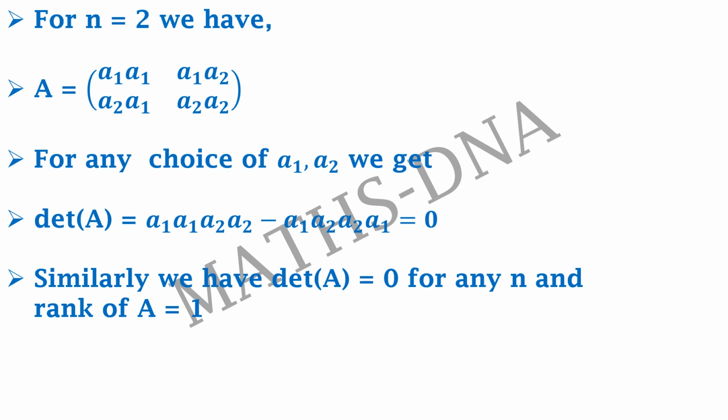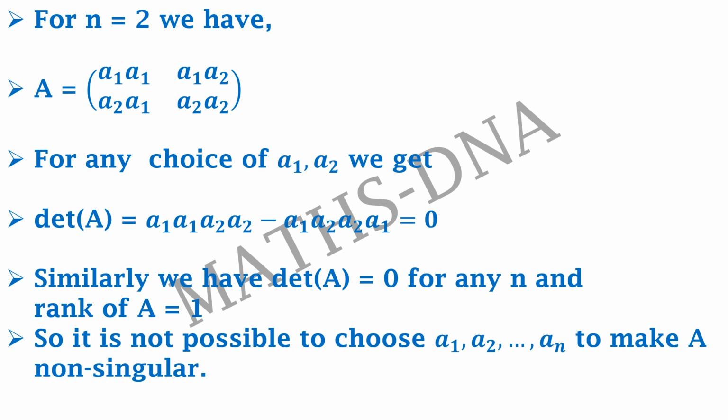You can find it by yourself. So it is not possible to choose a1, a2, ..., an to make A non-singular, and thus option A is not correct. Remember, when you are attempting a question in Part C, it is not necessary that you always find the correct answer, but you can find the incorrect ones easily.